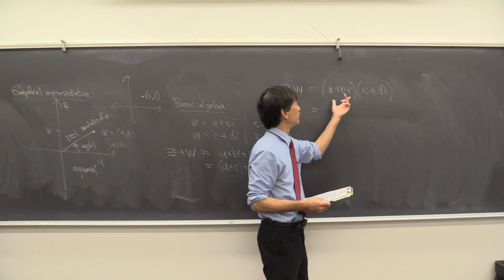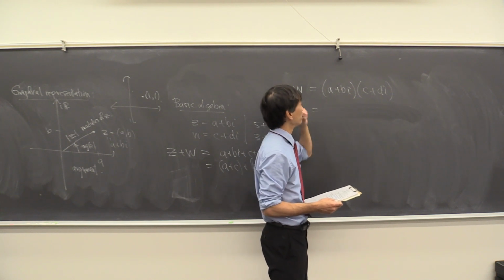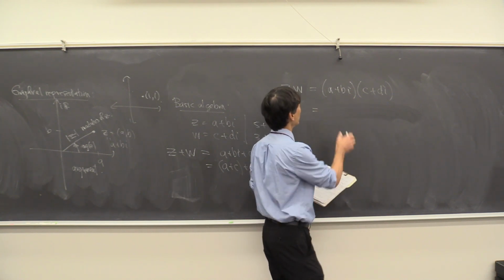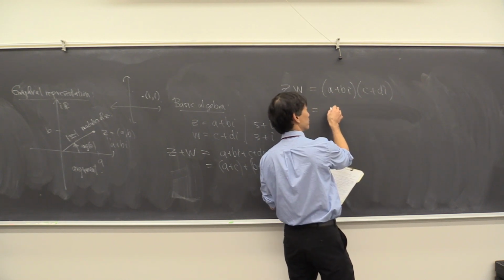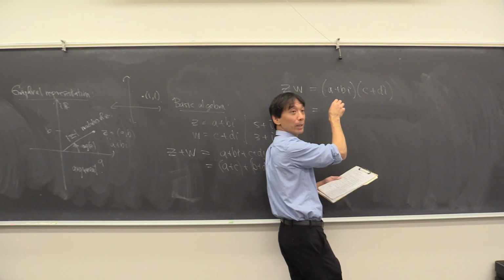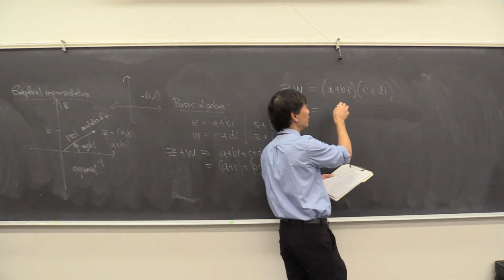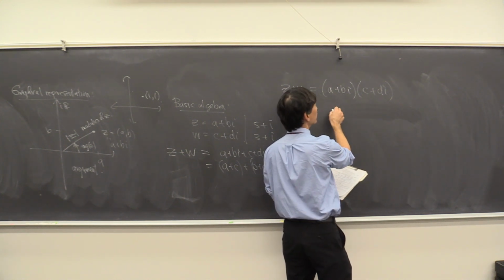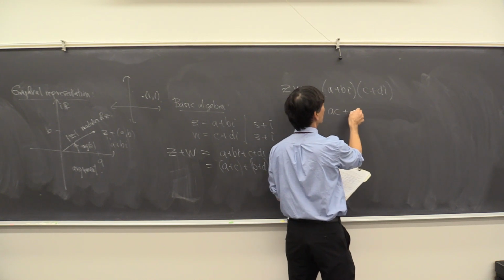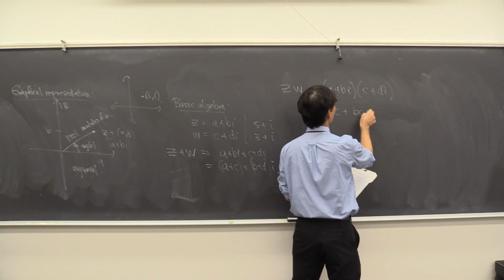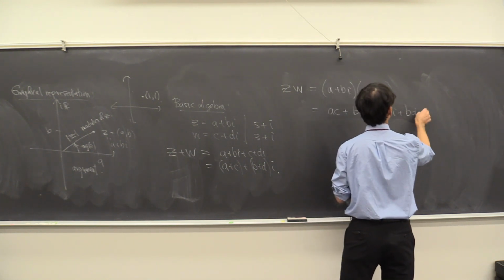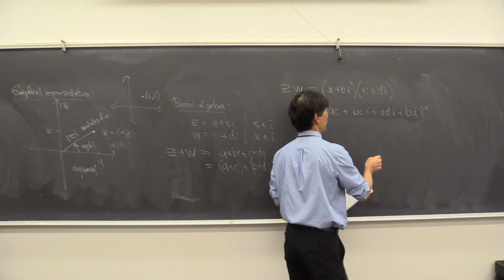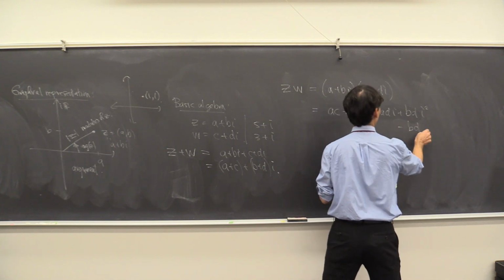Okay, somebody tell me what I should do when I'm multiplying these out. What am I going to get here? This thing times that thing, what am I going to get? Anybody? Stella, go ahead. So we're saying AC plus CBI plus ADI plus BDI squared, but the I squared will just be negative 1, so negative BD. Yes. So this thing turns into negative BD.